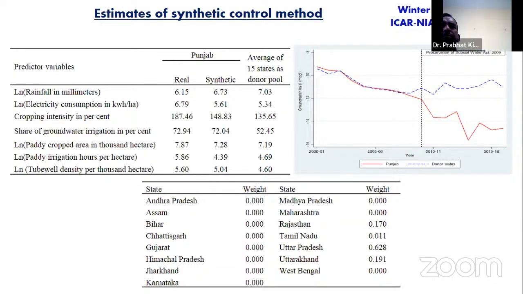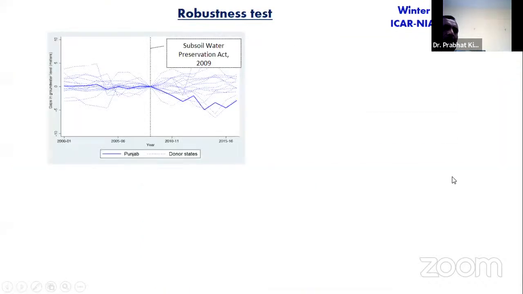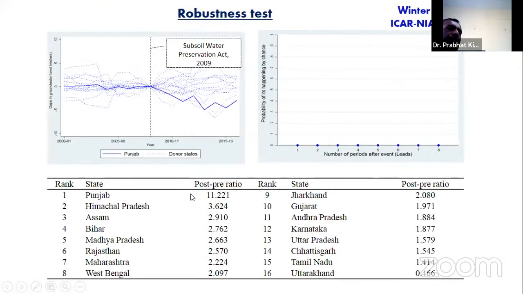Suppose the difference is large, then that ratio will be large. And here, if you see the Punjab case, this post-pre ratio is nearly 11.22, and the other states which come second, for example Himachal Pradesh, was 3.6, and then it goes down. This is to say whether there is some policy impact or not.